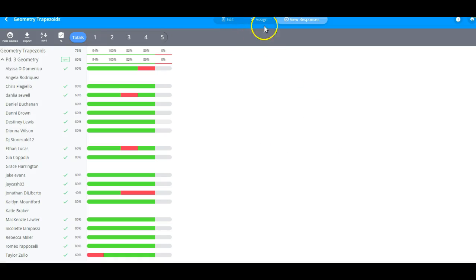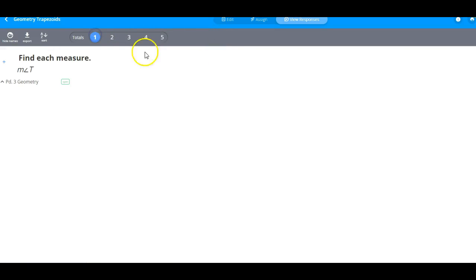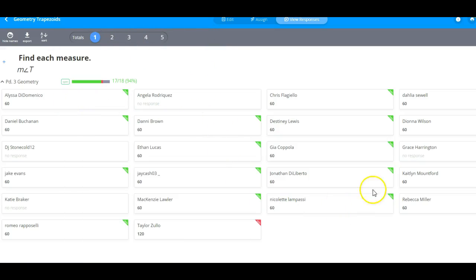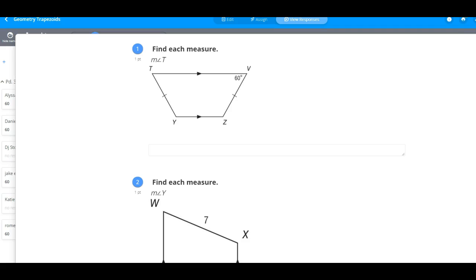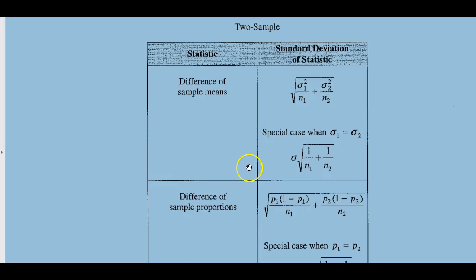okay, then what happens is when I click on view responses to, let's say, question number 1, I can see all of my students and their responses here and whether they got the first one right. Okay, and what is number 1 on the GoFormative? I can click on preview and you can see, well, here's number 1 on GoFormative. Find the measure of angle T. Where did I get that from?